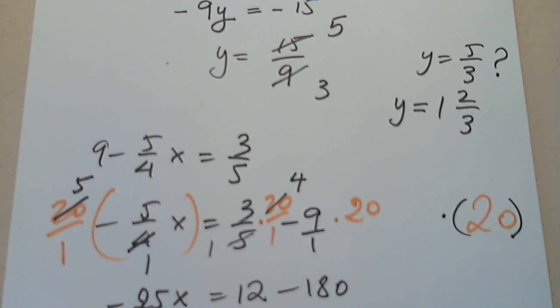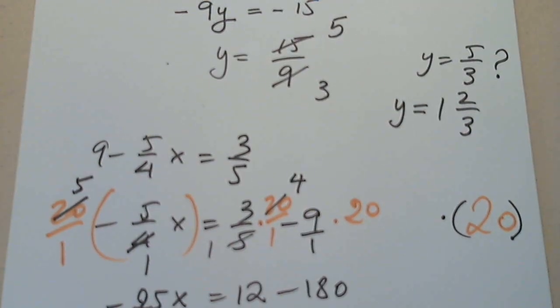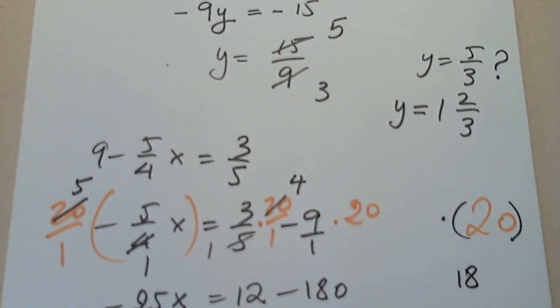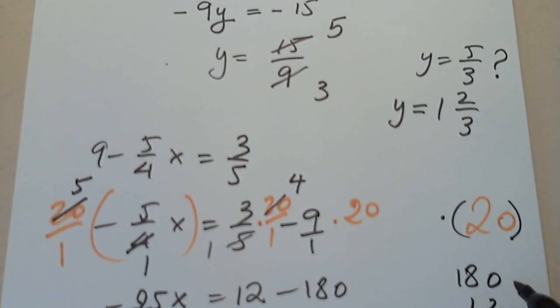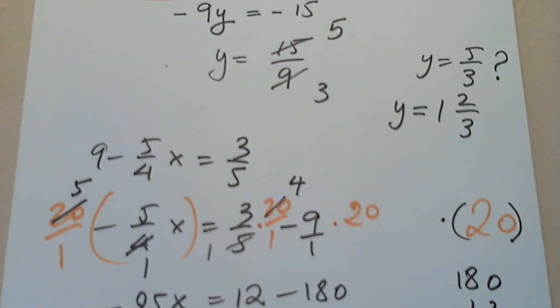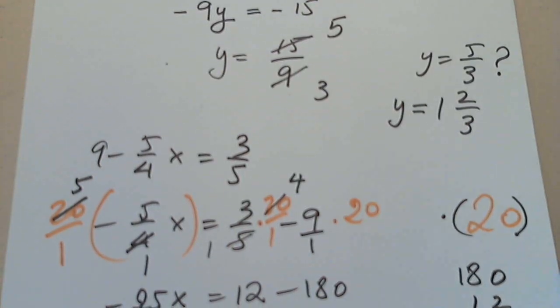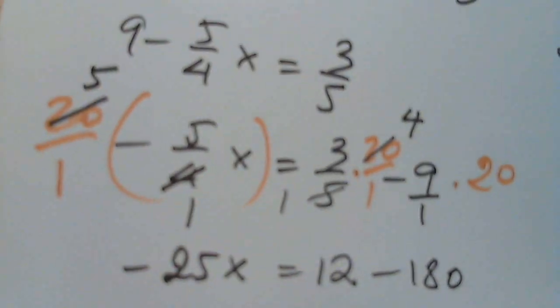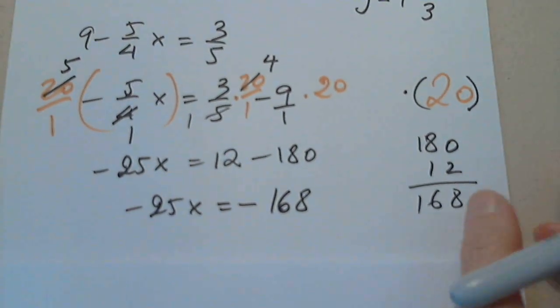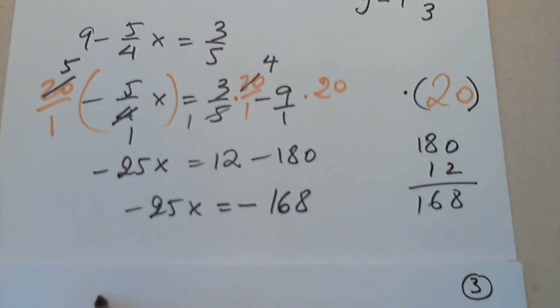So the left-hand side is negative 25x, and the right-hand side is a negative number, 180 minus 12, and this is an 8, 1 from 7 is a 6, and I get 168. Now, I divide by a negative number. All I have to do is write 168 over 25.